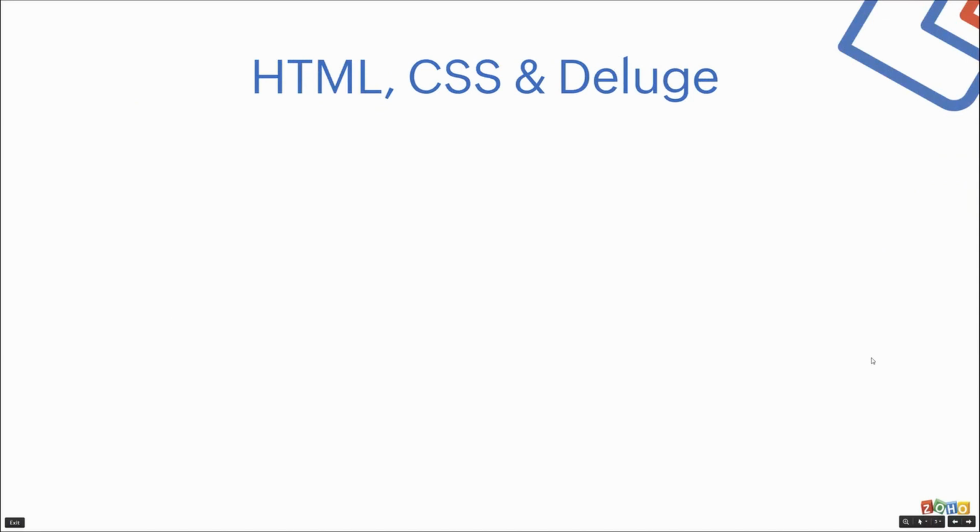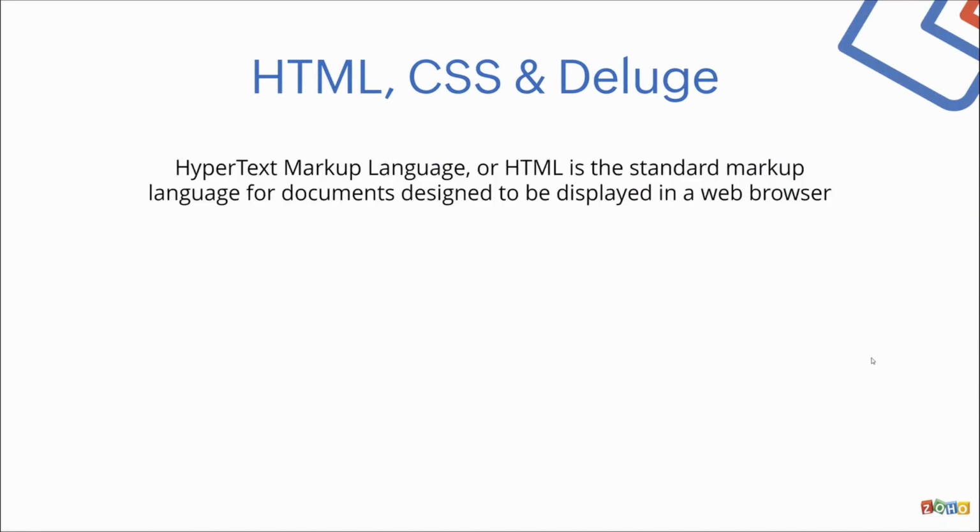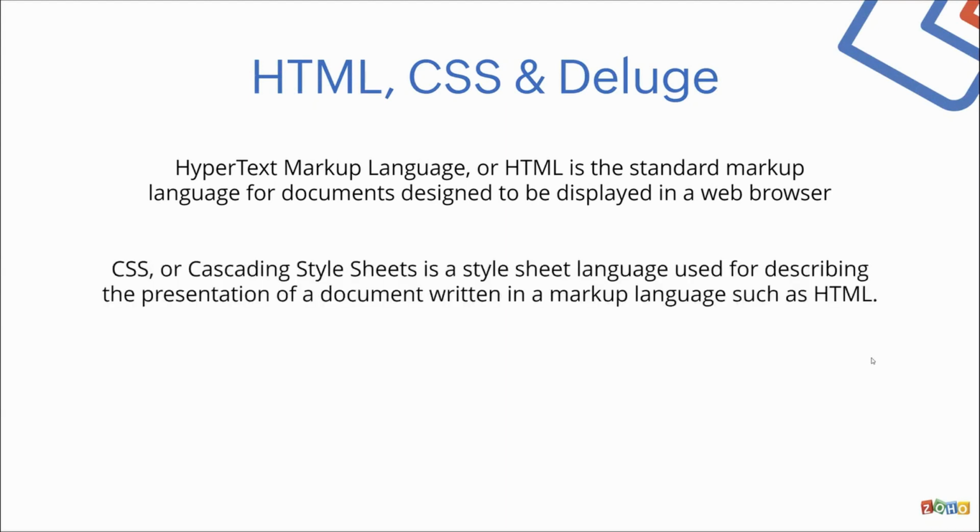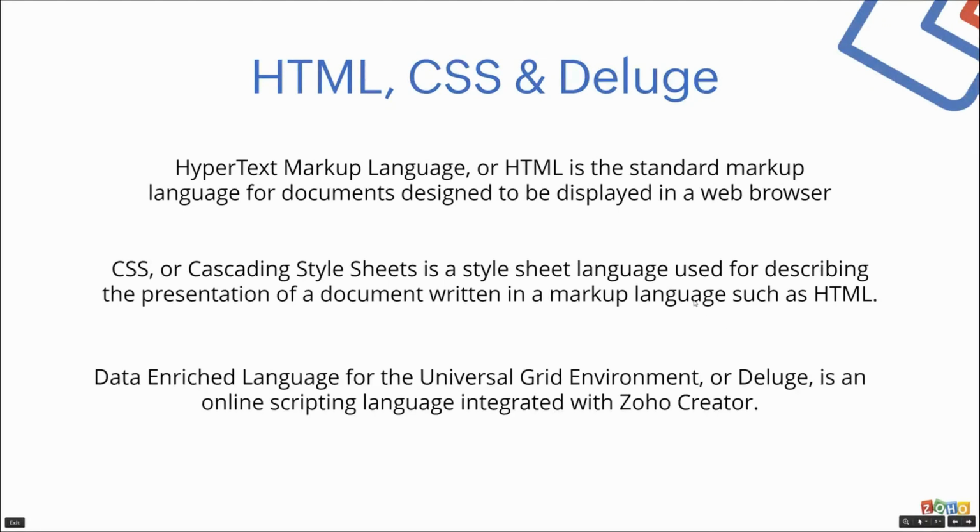So let's go ahead and talk a little bit about HTML. I'm sure most of you are aware, if you're here, HTML is hypertext markup language, and it's what's used to display on your web browser. It's what makes the elements in the pages. CSS is the cascading style sheets, and that's the language that's used to control how the elements of the page look, or the presentation. And Deluge is the data enriched language for the universal grid environment, and that's the scripting language that's integrated with Zoho Creator.